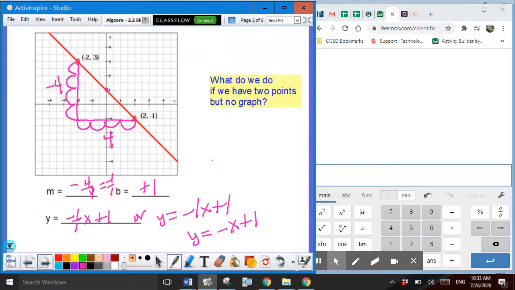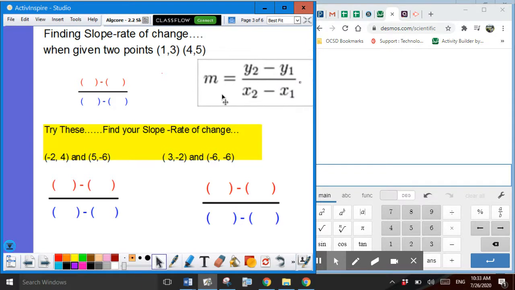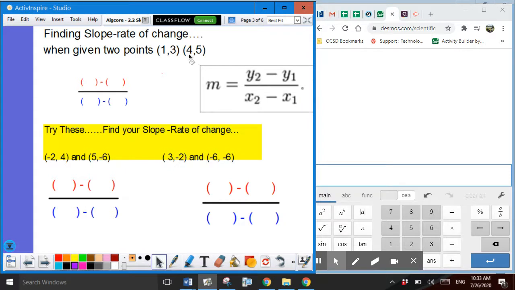But what do we do if we're just given 2 points? So, for example, here are my 2 points right here. I don't want to graph. I don't have graph paper. I don't want to have to draw those. So I'm going to make use of this formula.